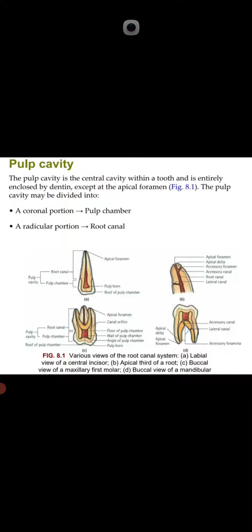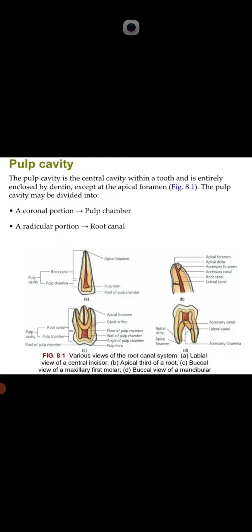Now here look at diagram A. In the pulp cavity we have the root canal and pulp chamber. Then in the pulp chamber we have the roof of the pulp chamber, the floor of the pulp chamber, and the projection of the pulp chamber into the cusp, which is known as pulp horn.